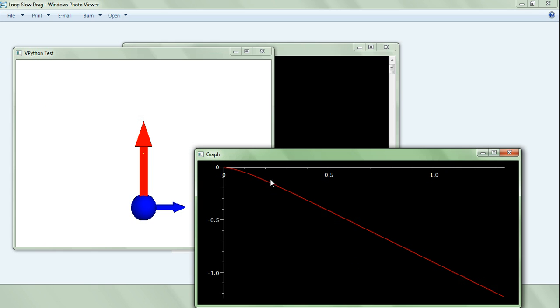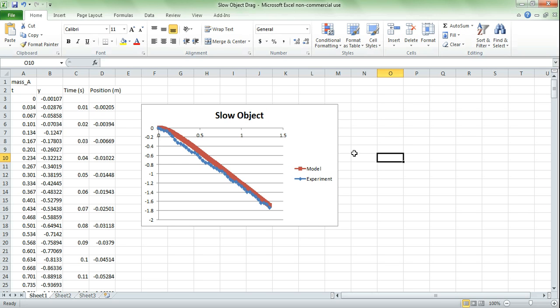When I ran this model, you can see that the motion began approximately parabolic, but then remained basically linear for most of the motion because the drag force and the gravitational force equaled out. And then when I plotted the experimental motion and the model's motion together on the same graph, you can see that there's a very good relationship between the two. So it is quite likely that the slow object moves slower because of the drag force acting on it.